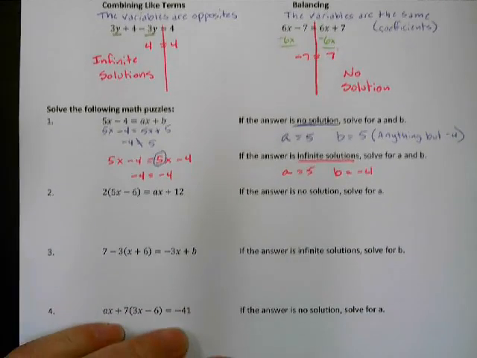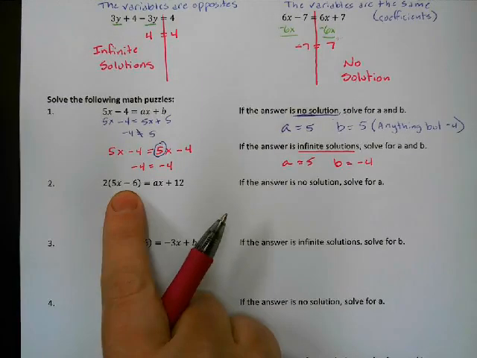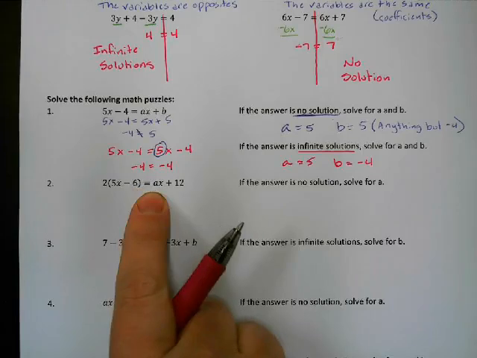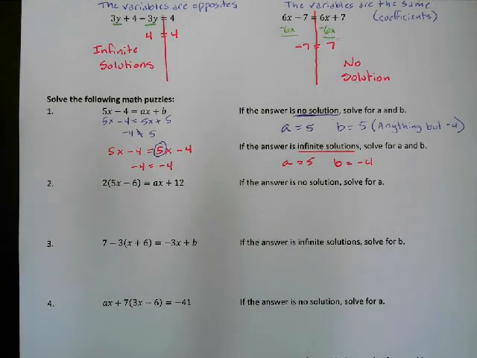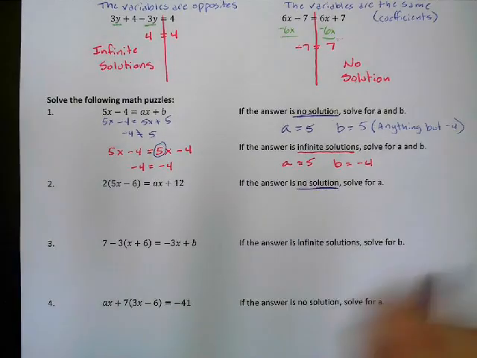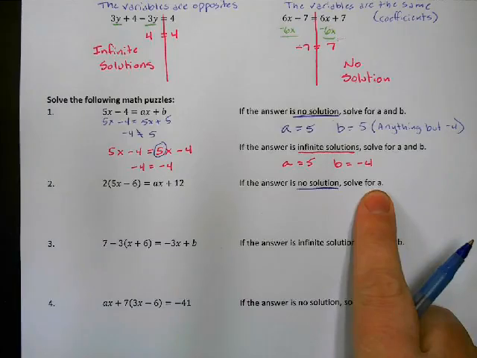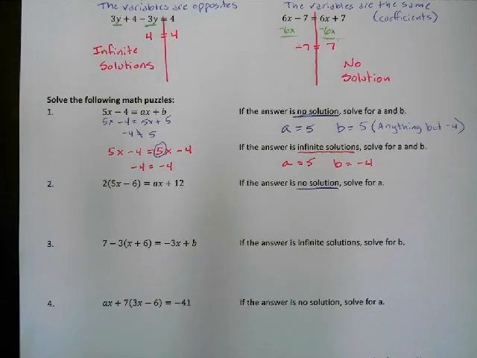All right, next problem. We've got 2 times (5x minus 6) equals ax plus 12. The answer on this one is going to be no solution. We need to find an a value that will make it no solution. Well, it looks like there's a little bit of distributing on this first side of the equation here. So let's go ahead and do that first.